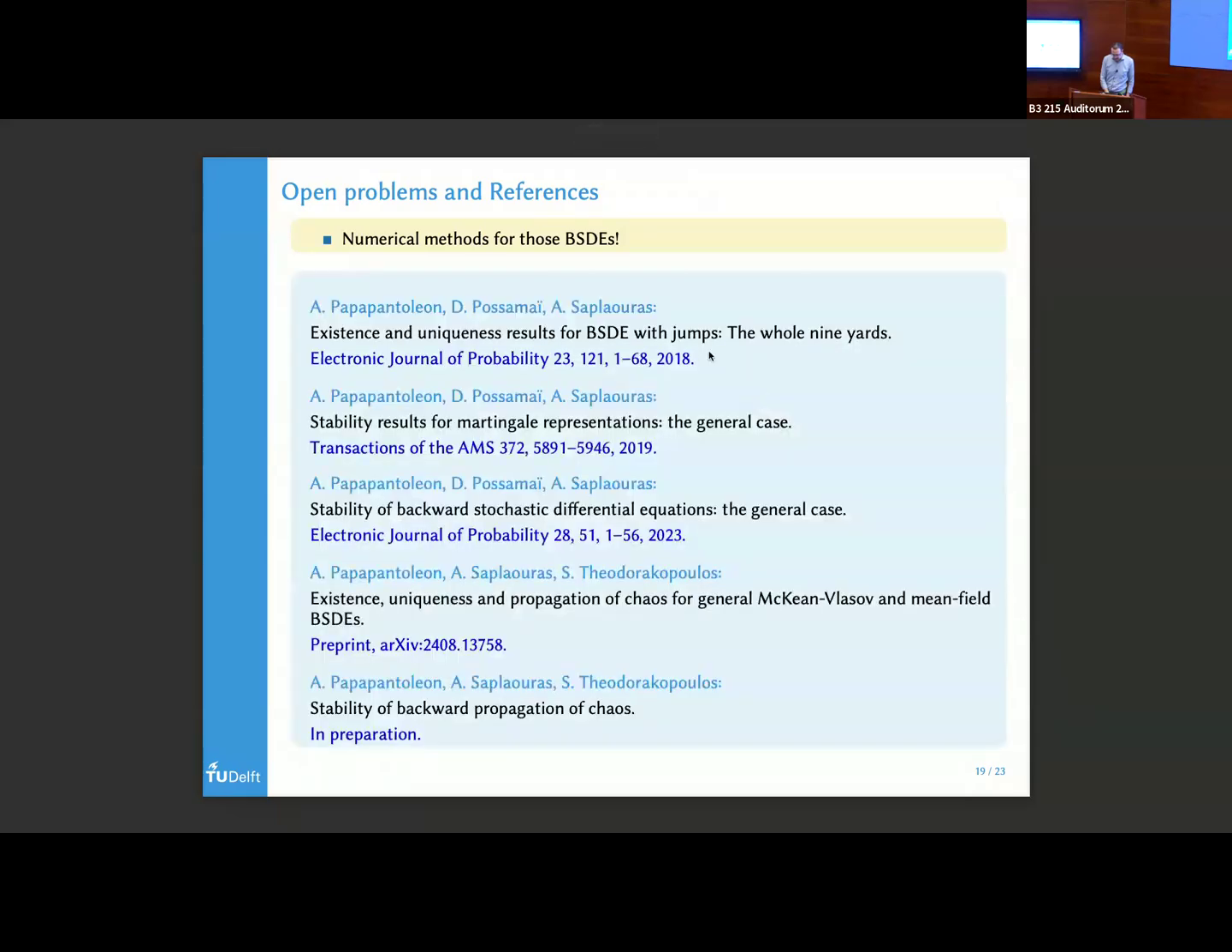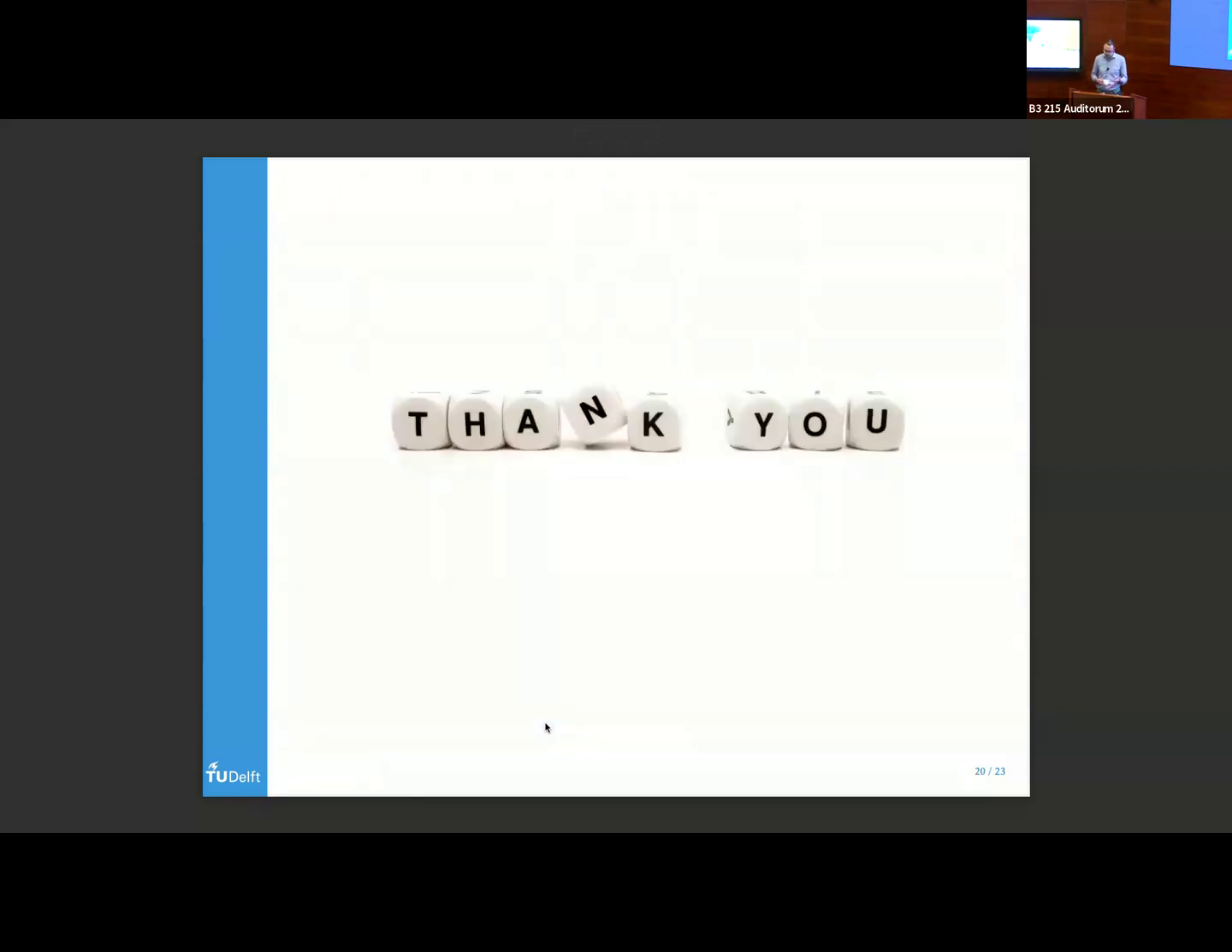And references, I mean, the first three are the papers with Alexandros and Dylan, which have been published already, and the last two are the papers with Alexandros and Stefanos. The first one is about existence, uniqueness, and propagation of chaos, which is already available. And the second one, about the stability for the propagation of chaos, is forthcoming, and this I'm saying, and it is really true. We are just working on the introduction, and then we upload it on the arXiv. So, thank you very much.